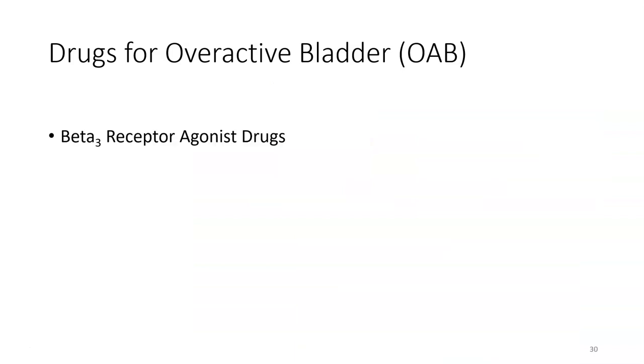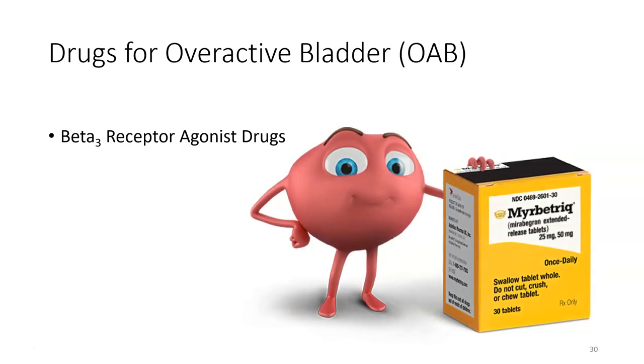Newer drugs used to treat OAB include beta-3 receptor agonists. So these are going to activate the beta-3 receptor, stimulate those. They're located in the bladder wall, and this causes the bladder muscle to relax and allows the bladder to fill more fully before it contracts again. The drug is mirabegron, which is known as Myrbetriq in the TV commercial.